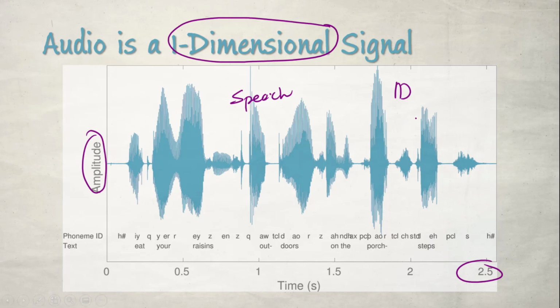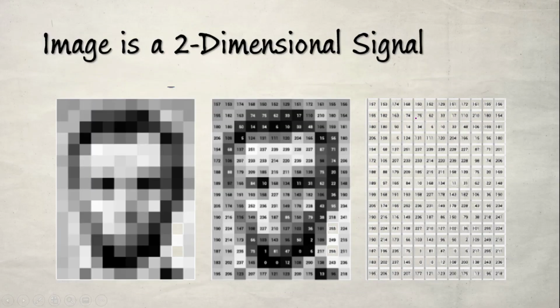So audio signals are examples of one-dimensional signals. Whenever we record something on our smartphone or whenever we record some sound on our computer, we are actually dealing with a one-dimensional signal. So audio is an example of a one-dimensional signal. Now coming to image, image can be considered as a two-dimensional signal. Why is it considered a two-dimensional signal?